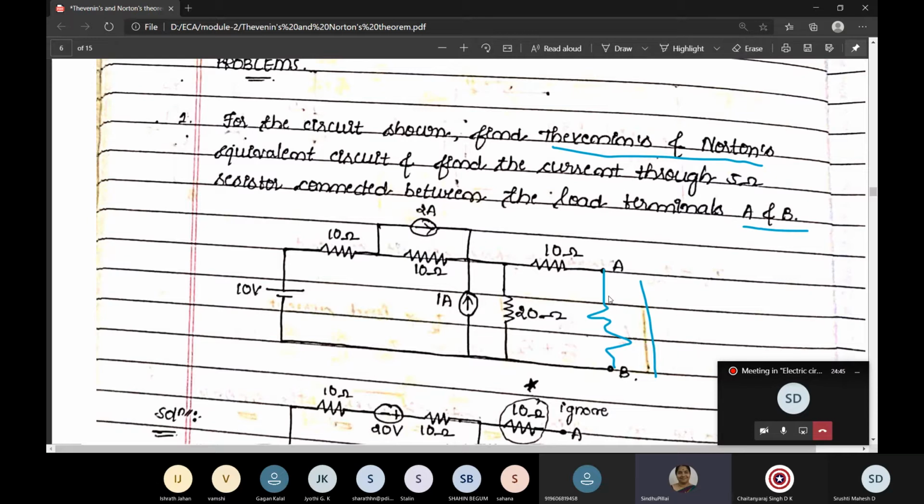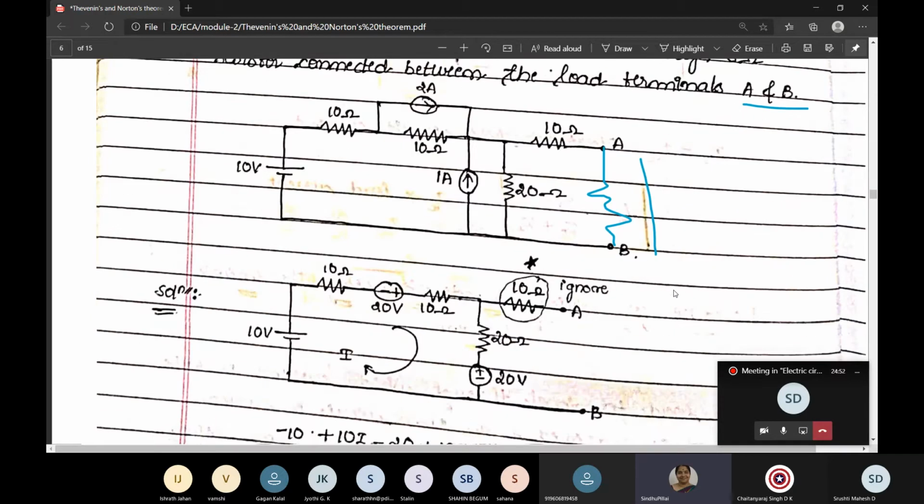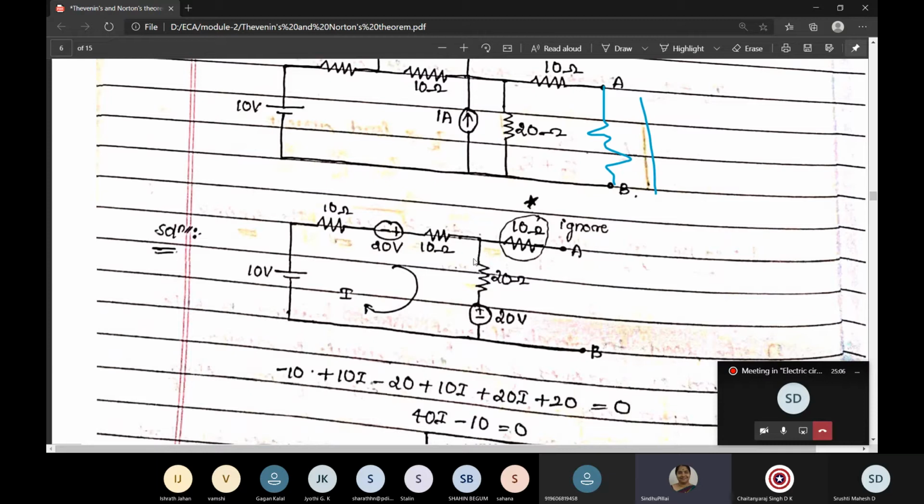To find Thevenin's equivalent circuit, what do we have to know? We have to know the voltage across the load terminal. How to find the voltage across the load terminal? I'll come to know the voltage across AB. Okay, we can find the voltage across AB if I know the voltage across the 20 ohm. There is already one voltage source, that is 20 volts, and there is one resistor, 20 ohm. These two together will give me the voltage across the terminal AB.